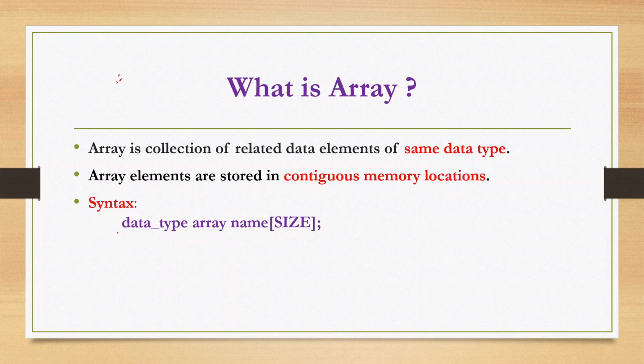This is the syntax of declaring an array. Here, first we should mention the data type, then the array name, and then we mention the size. This is the example: int ARR of size 5. So int is the data type, ARR is the array name, and 5 is the size of the array.